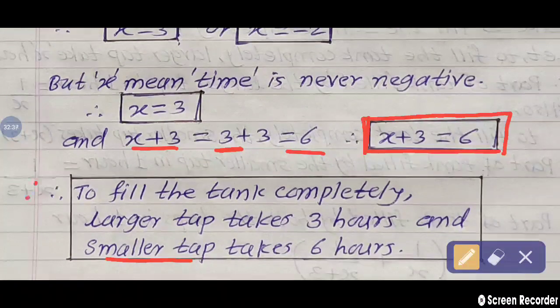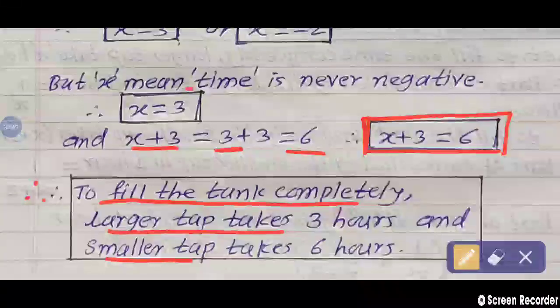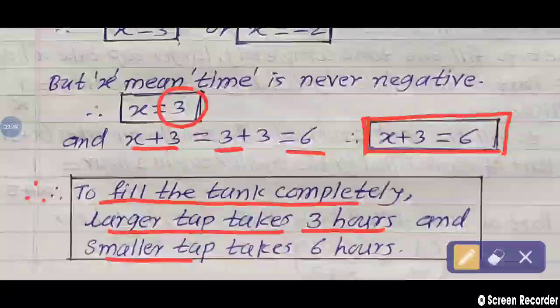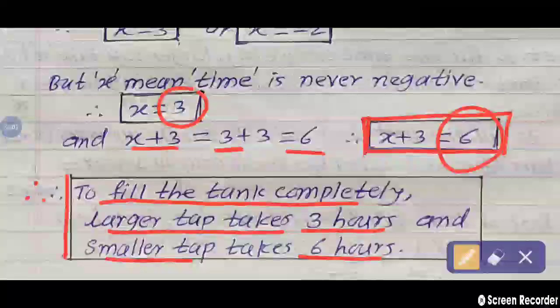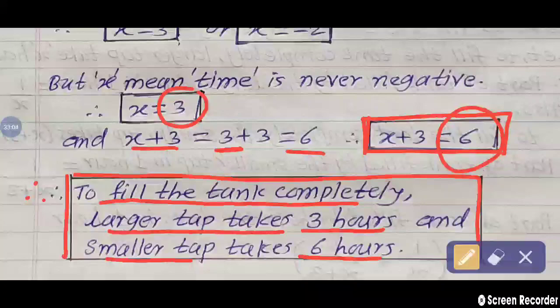And therefore, finally, we are writing the answer. To fill the tank completely, the larger tap takes x hours. So what is the value of x? That is 3 hours. And the smaller tap takes 3 hours more as compared to the larger tap, that is x plus 3. So that value we found here is 6 hours, and we are highlighting our final answer.